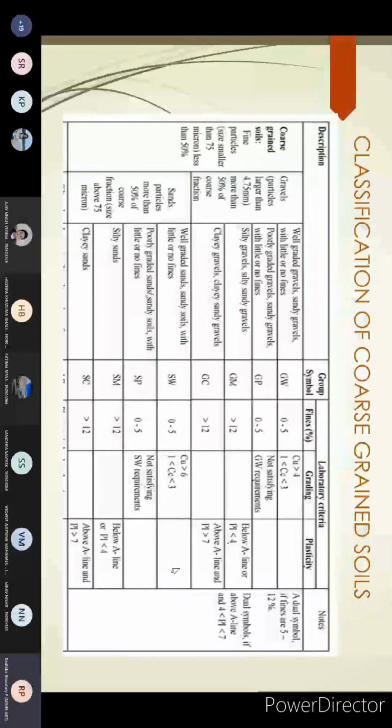In case the fines are more than 12%, then we use plasticity index to state whether the gravel or sand has plastic fines or non-plastic fines. If plasticity index is less than 4, then we call it non-plastic fines, and if it is more than 7, then we call it as having plastic fines. So this way we classify the coarse grained soil.